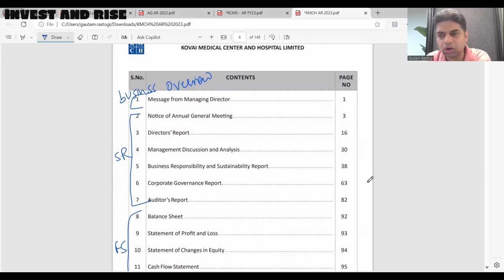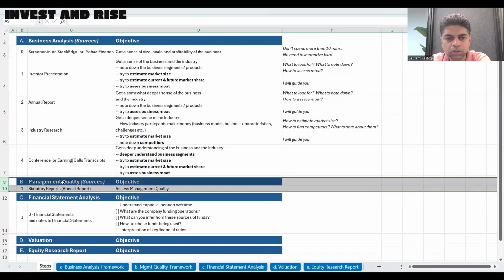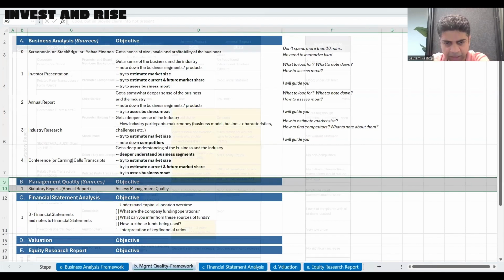Okay, now let's go to our spreadsheet. All right, so we're back to our spreadsheet. Now let's look at the framework for management quality assessment. Let me click here.